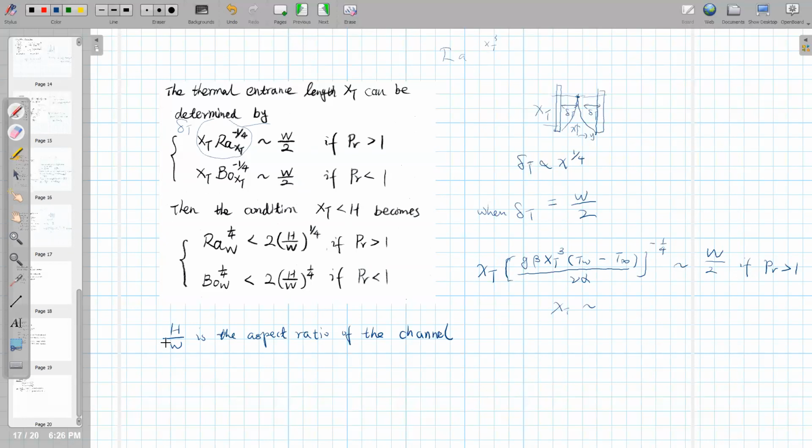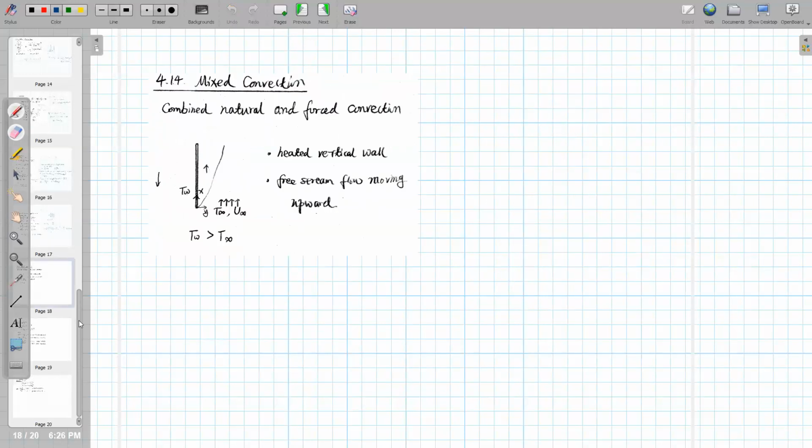So the last two slides are for mixed convection. What does mixed convection mean? It simply means that you have both free convection and forced convection, both natural convection and forced convection. In these cases, you have a vertical plate and a free stream, but now this free stream is also moving with a velocity. This u infinity is not 0 anymore. It's moving from bottom to top, for a heated plate where the wall temperature is larger than infinity.